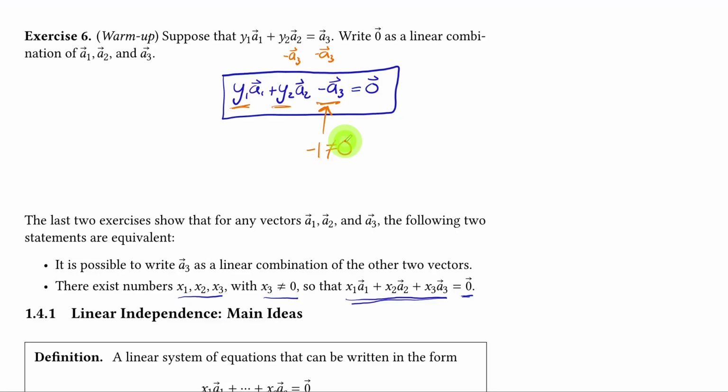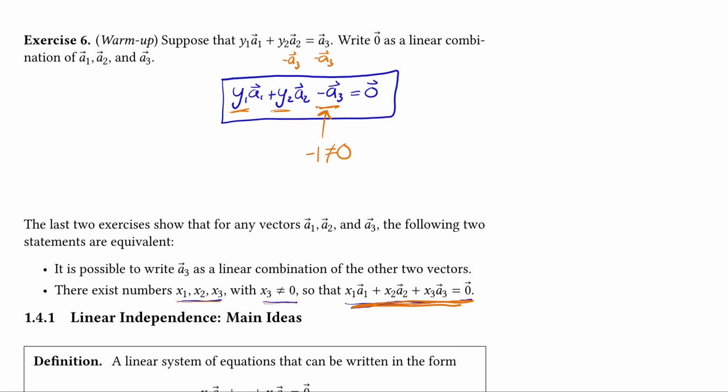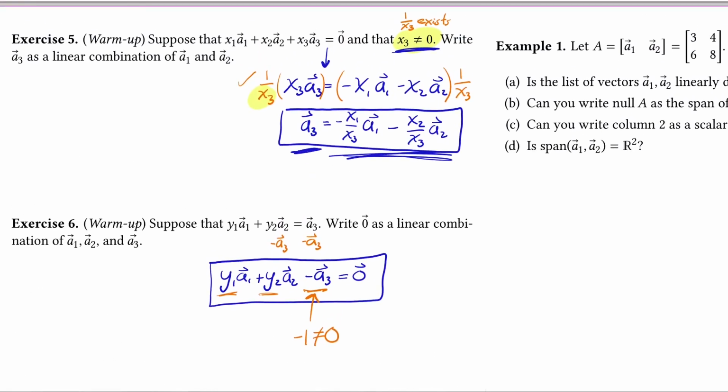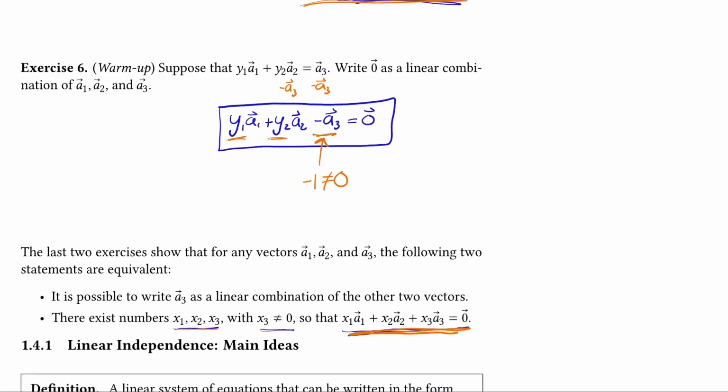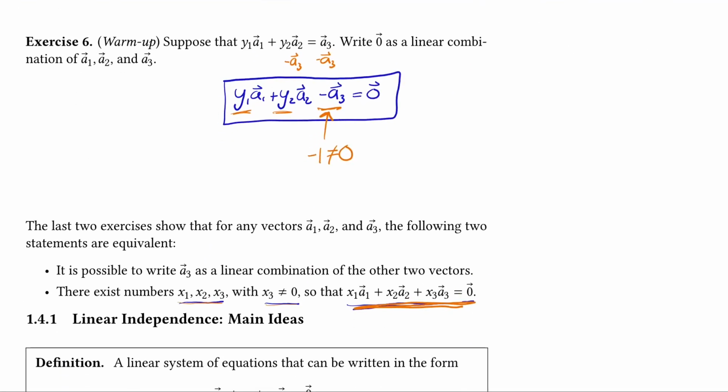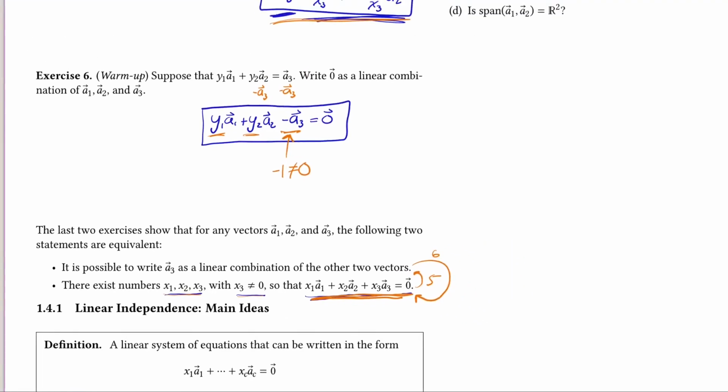And likewise, if the second thing is true, if there exist numbers x1, x2, and x3, where x3 is not 0, that make 0 a linear combination of those a1, a2, a3 vectors, then you can do what exercise 5 does and write a3 as a linear combination of a1 and a2. So going from here to here is what exercise 5 was about, and proving this the other way is what exercise 6 was about.